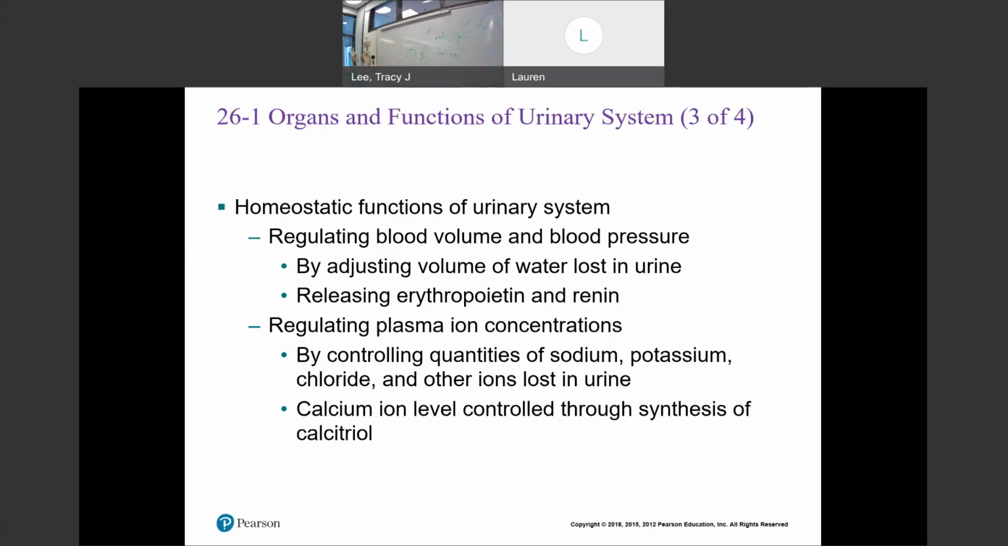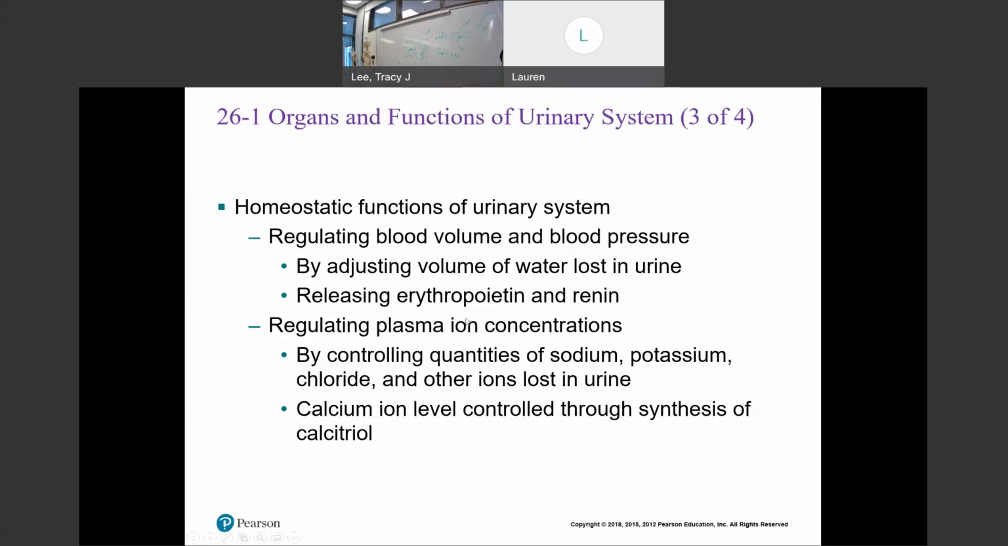Some of our hormones that we talked about were ADH and aldosterone. We can do renin. We said renin will up it. Erythropoietin will up it. What does erythropoietin do? New red blood cells. If I add more red blood cells to my blood, I'm increasing the volume, right?